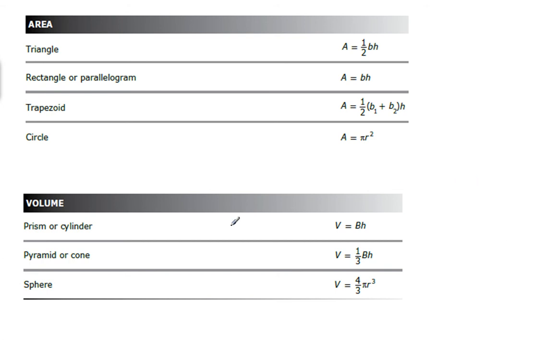Okay, today we're going to look at how to find volume of prisms and cylinders, just like the title says. So we're going to be looking at this formula under volume, titled prism or cylinder, which is V equals big B times H. So let's get into it.